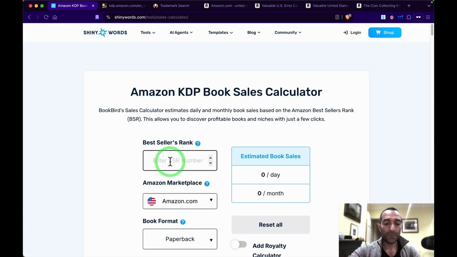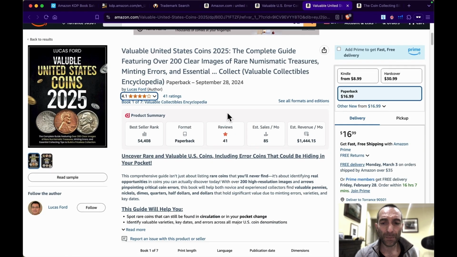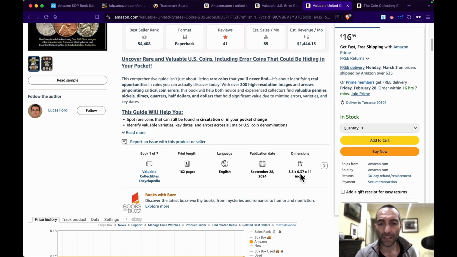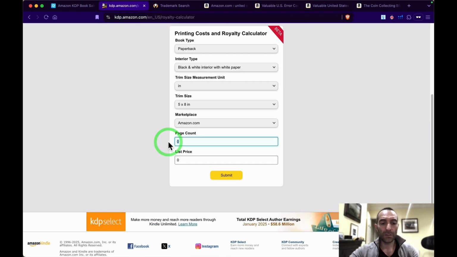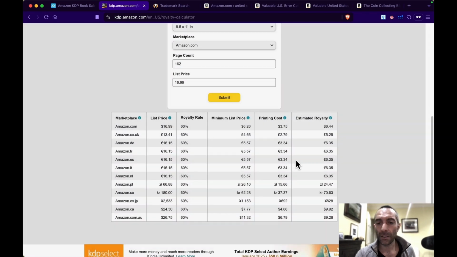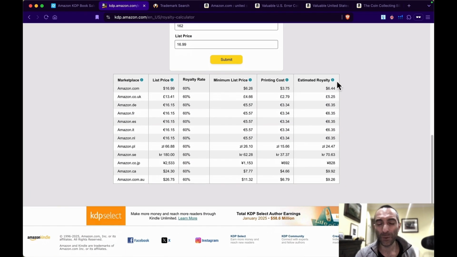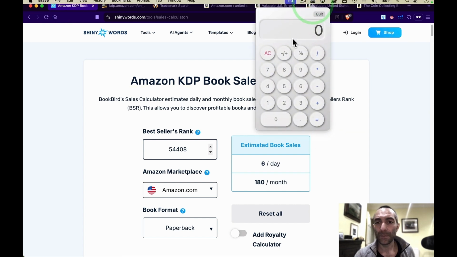54,408. 54,408 is 6 copies per day. Now, 6 copies per day, it's got 162 pages, 8 by 5 by 11, which is this format, and is selling at 16.99. So altogether, his royalty is pretty low, 644. 644 times 6, or is it here?